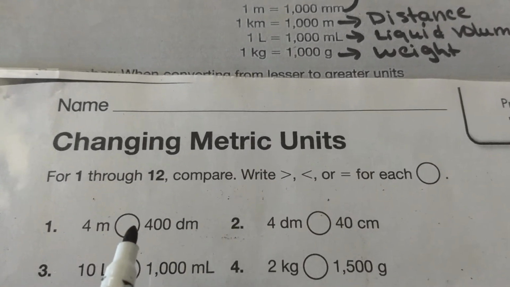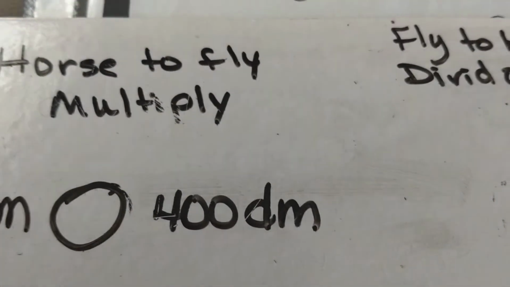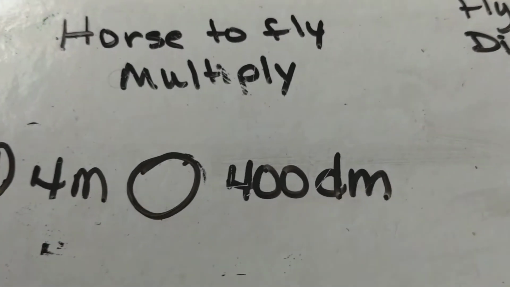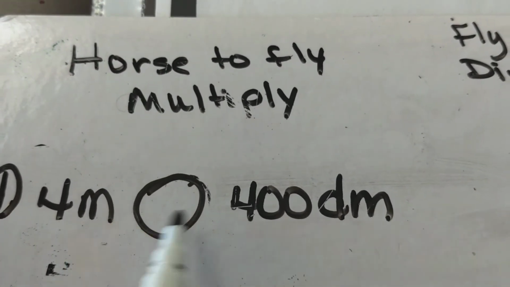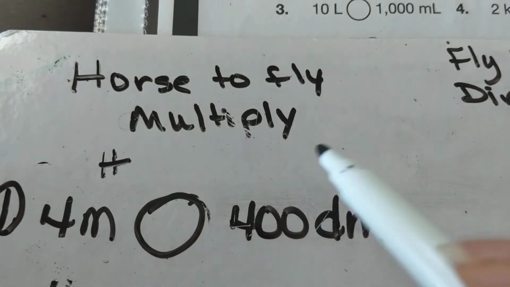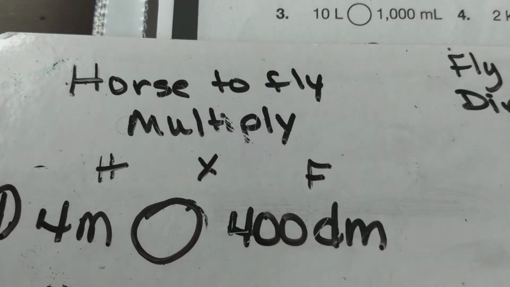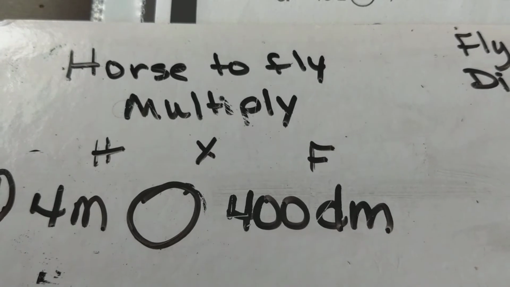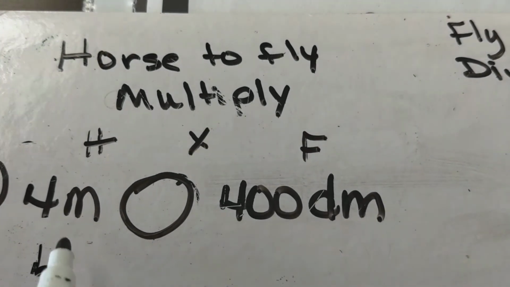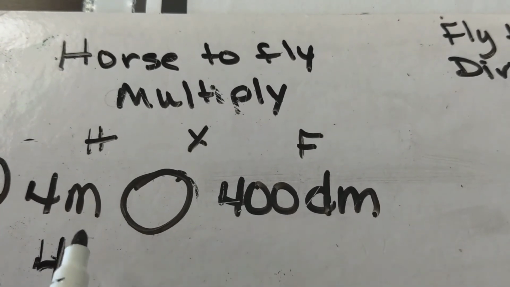So let's look at problem number 1. 4 meters is greater than, less than, or equal to 400 decimeters. Now I've rewritten my problem here, of course. And we're looking at meters to decimeters. That means we're going from what? Horse to fly. So we're going to multiply because meters are larger than decimeters, right? Meters is a meter stick, okay? Now, what are we multiplying by? Of course, we're going to multiply 4 because we're changing meters to decimeters. We're going to multiply, and we can compare once we change this meter to decimeter.